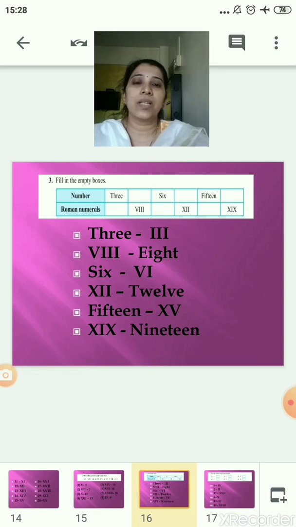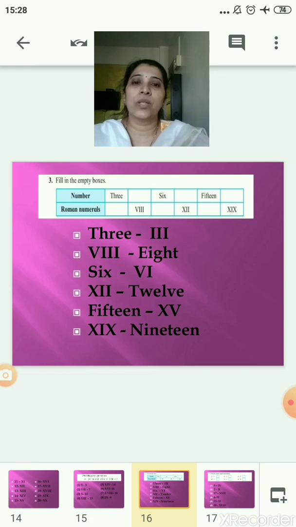Next, they have given the number 15. So number 15 means 10 plus 5. So symbol for 10 is X and symbol for 5 is V. So you will write it as XV.